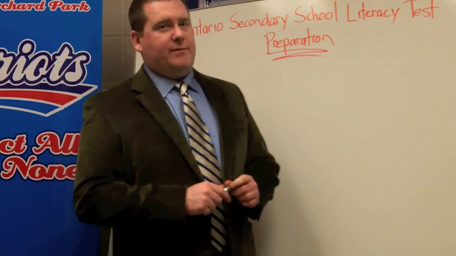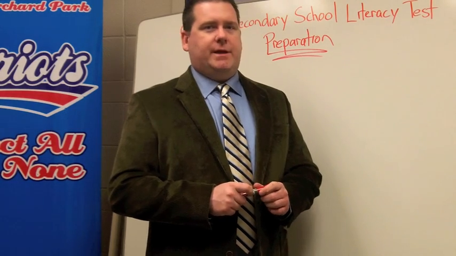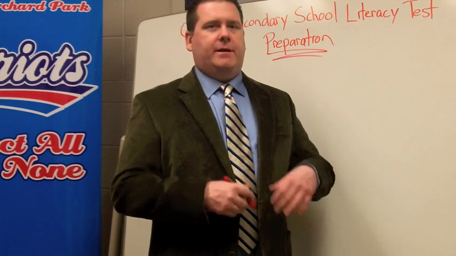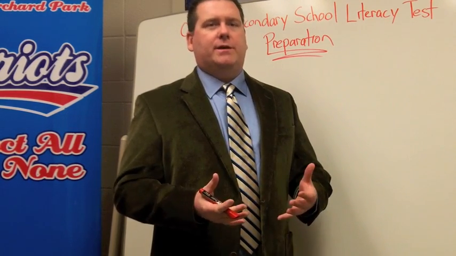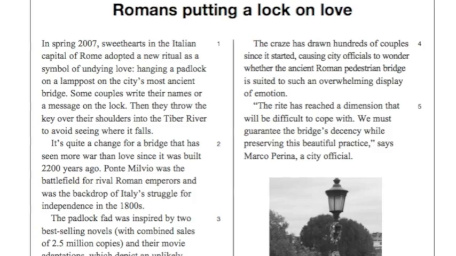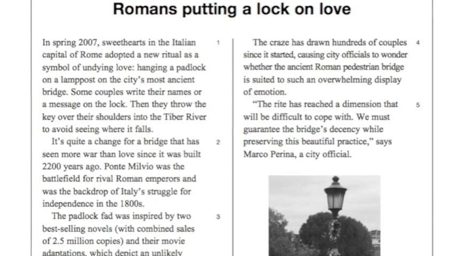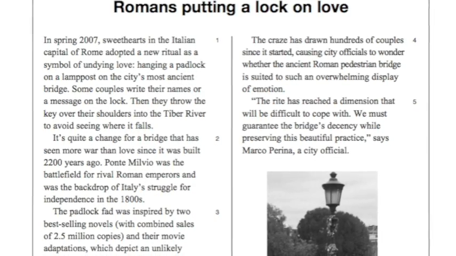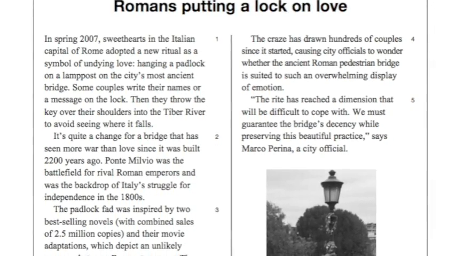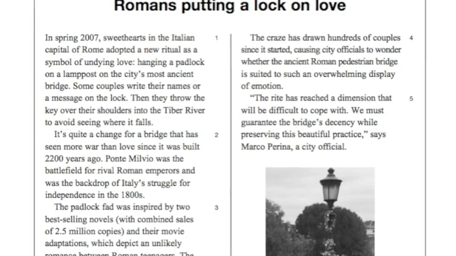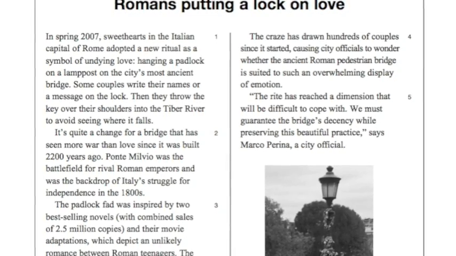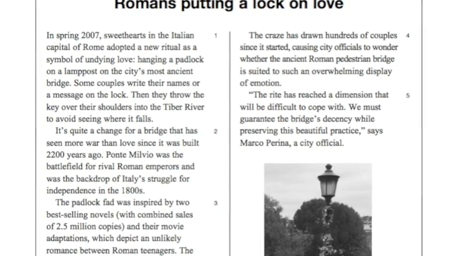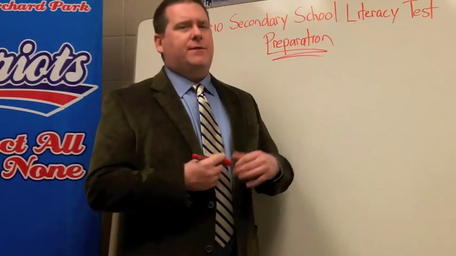One of the things you'll normally be expected to do on the literacy test is to read a selection and then answer a question using supporting detail taken directly from the text. In this news story, you're going to be asked to answer whether or not city officials should be concerned over people putting these locks on the bridge and throwing the keys into the river. In order to answer it, what is important is that you ensure, first and foremost, to use the space that's given to you.